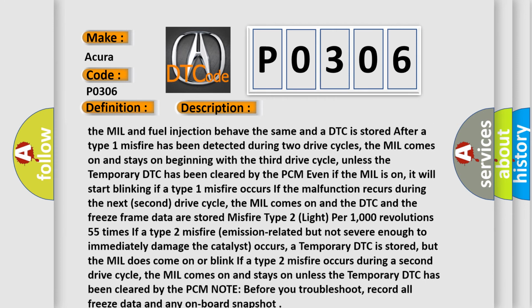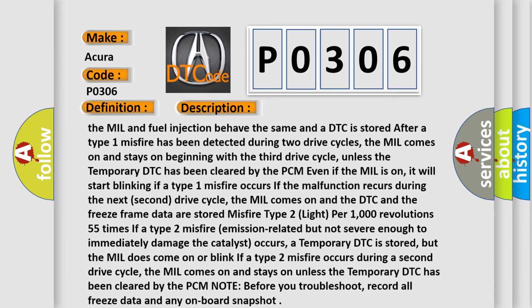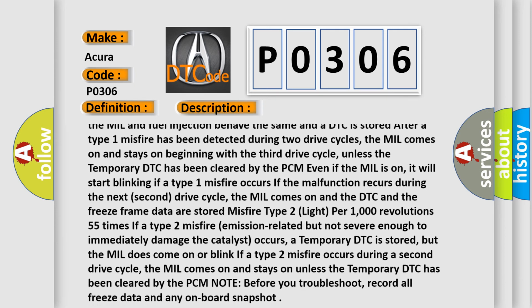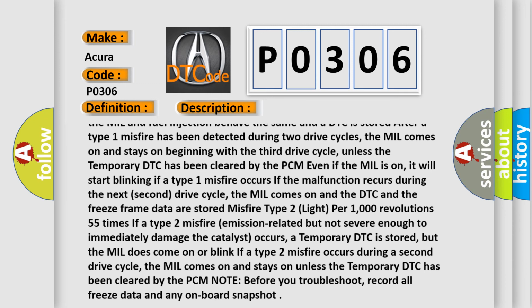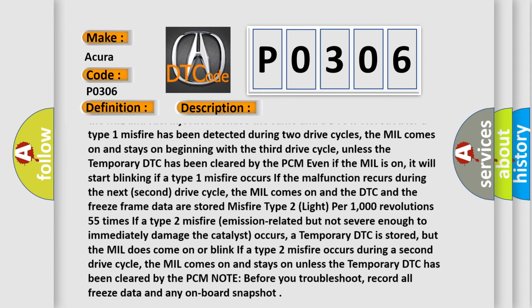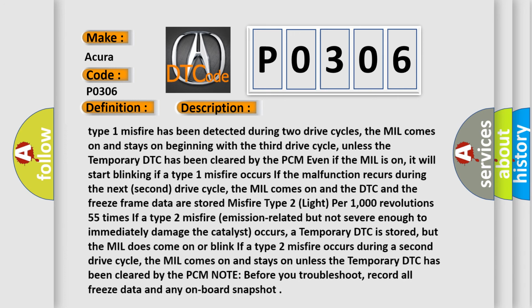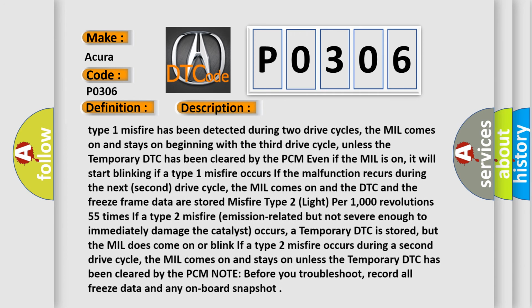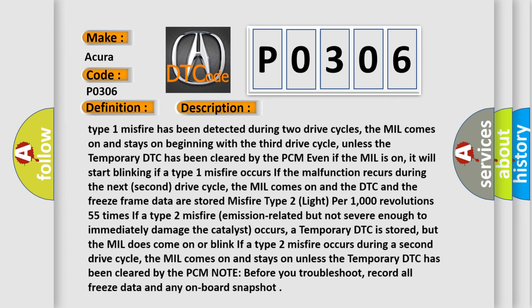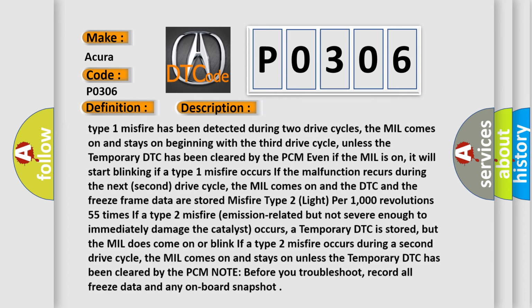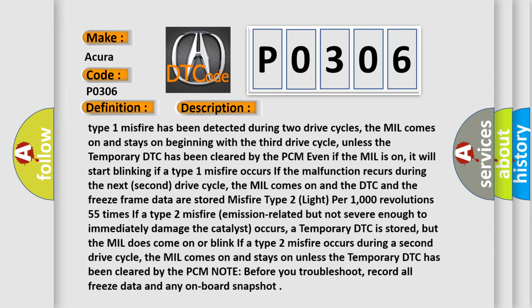If the malfunction recurs during the second drive cycle, the MIL comes on and the DTC and the freeze frame data are stored. Misfire Type 2, light, per 1000 revolutions 55 times. If a Type 2 misfire, emission-related but not severe enough to immediately damage the catalyst, occurs, a temporary DTC is stored, but the MIL does not come on or blink. If a Type 2 misfire occurs during a second drive cycle, the MIL comes on and stays on unless the temporary DTC has been cleared by the PCM. Note: before you troubleshoot, record all freeze data and any onboard snapshot.